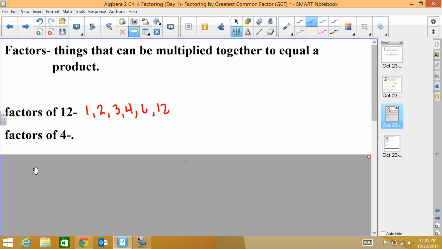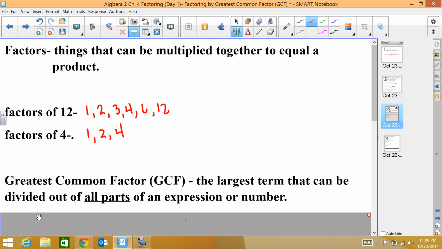So let's talk about factors of 4. Okay, well, I can divide 4 by 1, 2, and itself, 4. Well, the greatest common factor, otherwise known as the GCF, is the largest term that can be divided out of all parts of an expression or a number. So if I wanted to find the greatest common factor of 12 and 4 together, then I would look, and 4 would be the greatest thing that they have in common that can be divided out of both numbers.